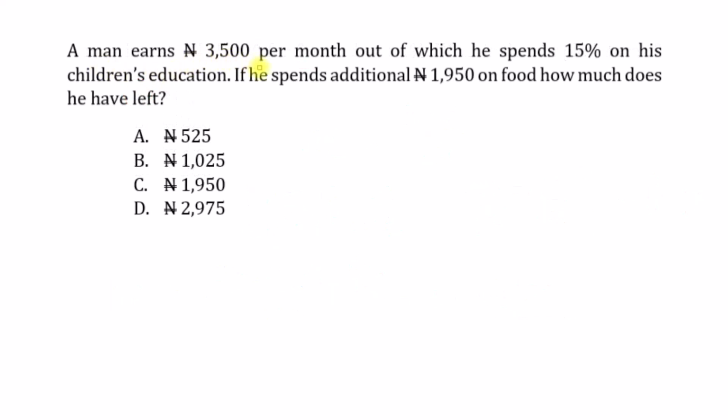A man earns 3,500 per month, out of which he spends 50% on his children's education. If he spends an additional 1,950 on food, how much does he have left? Let's take this piece by piece. So we have his initial earning. His initial earning was given as 3,500.